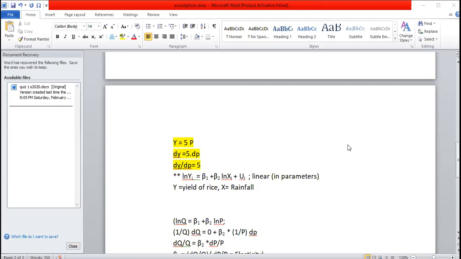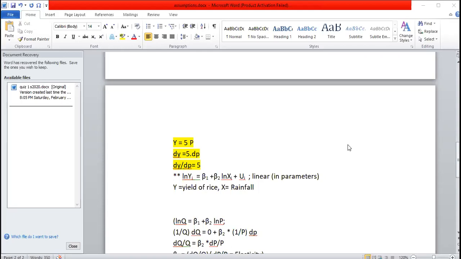If rainfall increases by 1%, then by how many percent does the yield of rice increase? How many percent is here? Better 2%. If rainfall increases by 1%, yield of rice increases by Beta 2 percent. So that is Beta 2, the rainfall elasticity of yield of rice.